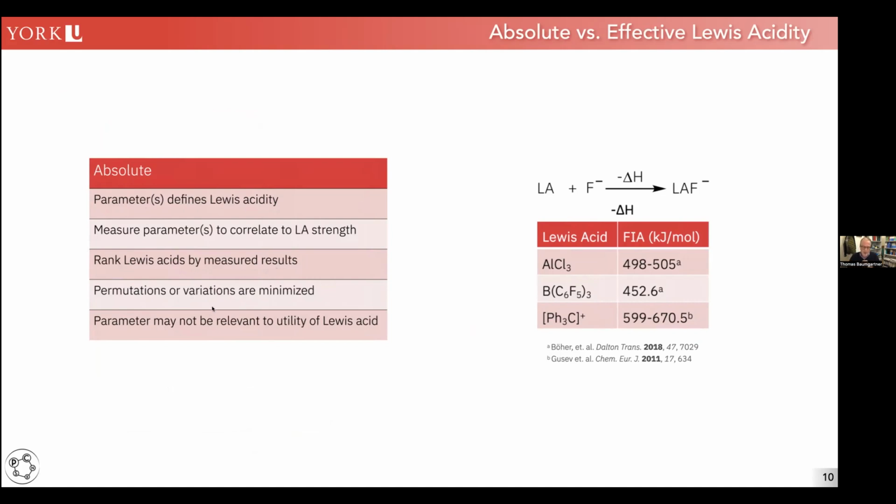Ultimately, the problem here is that permutations or variations of Lewis acids, if they change the structure in solution, for example, are not being considered, because you basically say the Lewis acid strength of aluminum trichloride is X. And I already mentioned that the parameter that you get with any of those methods may not necessarily be relevant to what you use the Lewis acid for, because it's an interaction between two species that don't interact in the environment that you need them to interact. And even more so, if you look at the fluoride ion affinity, it really depends on the computational method that you use and even the species.